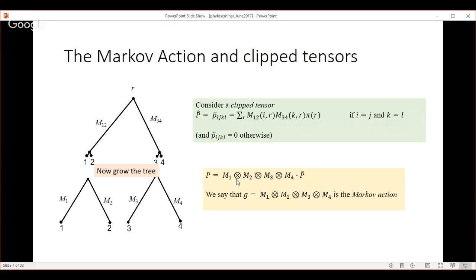This multiplication symbol with a circle around it is the Kronecker product. So M1, M2, M3, and M4 are all little 2x2 probability transition matrices, and this whole thing here, the Kronecker product of M1, M2, M3, M4, is going to be a 16x16 probability transition matrix. And what it does is it takes us from this clipped tensor to a full tree tensor. That bit that's doing this independent evolution on our pendant edges, which we'll often just shorten to G, the Kronecker product of all of these probability transition matrices, is what we call the Markov action.